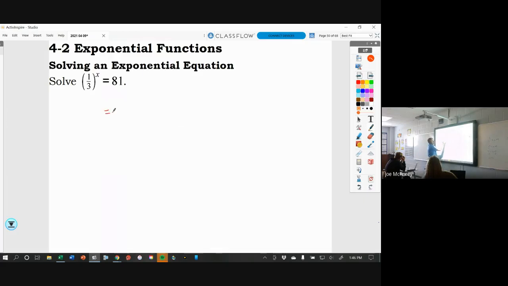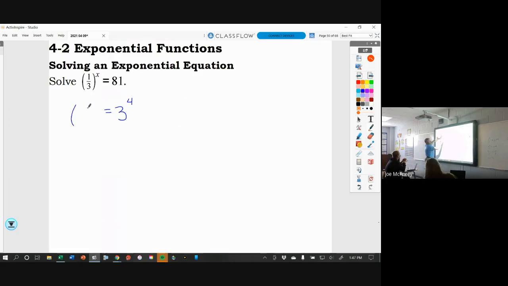So, 81. 81 is 3 to what power? 3 to the 4th power. 3 times 3 is 9, 9 times 9 is 81. 3 to the 4th power is 81.